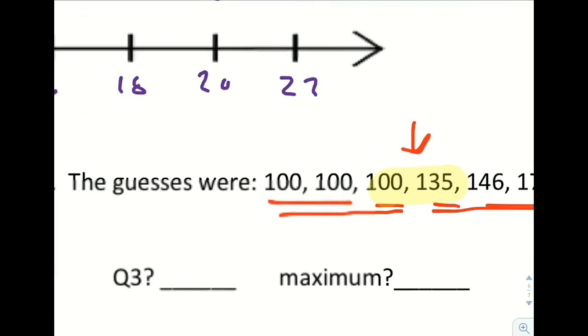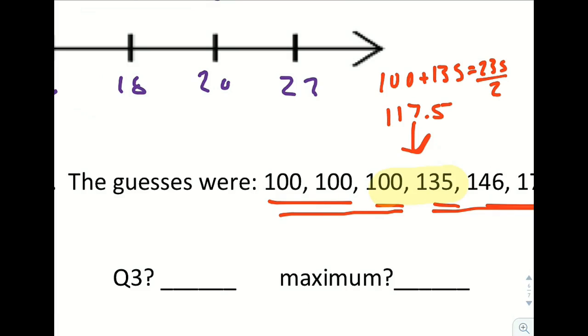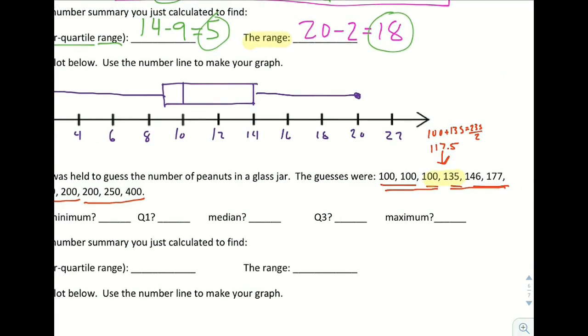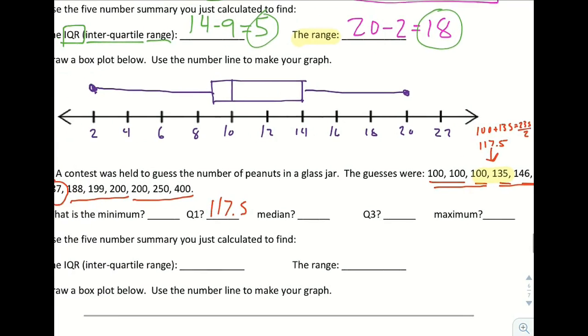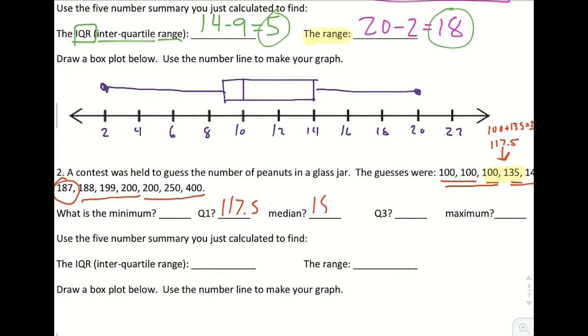So the easiest way to do that is to take 100 plus 135 and put it in your calculator and divide it by 2. So 100 plus 135, do that in your calculator to get 235. Divide that by 2, and you're going to get 117.5. So you just have to average those two numbers in order to get that quarter one. So 117.5. Now we said our median was 187.